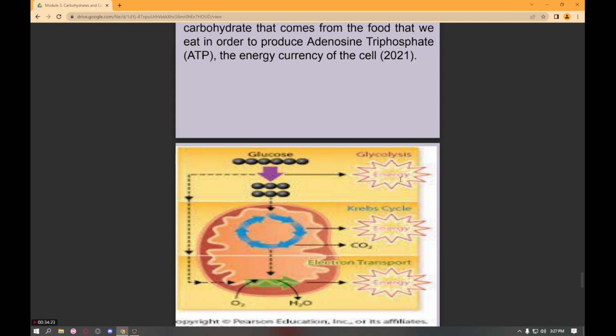And since this is during the glycolysis process, under the anaerobic respiration without the presence of oxygen, it is converted into 2 pyruvic acids. So dalawang 3 carbon molecules sa bawat pyruvic acid. In order to produce a pyruvic acid, it needs ATP, your adenosine triphosphate.